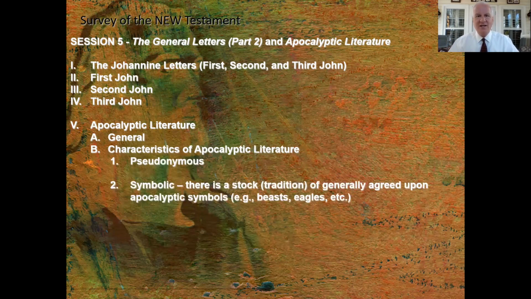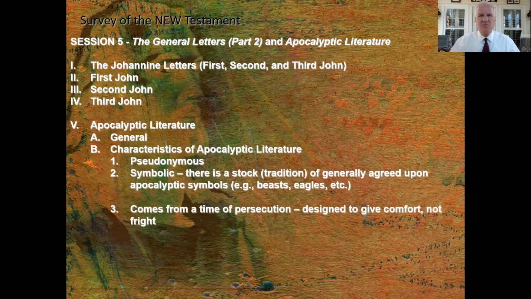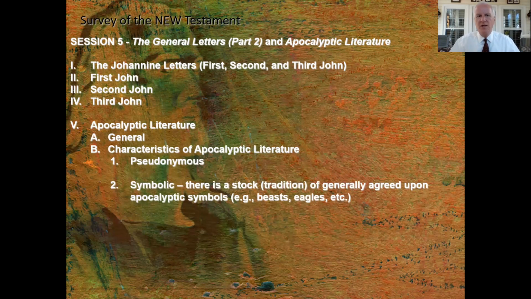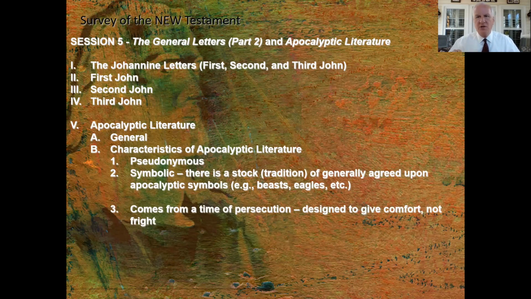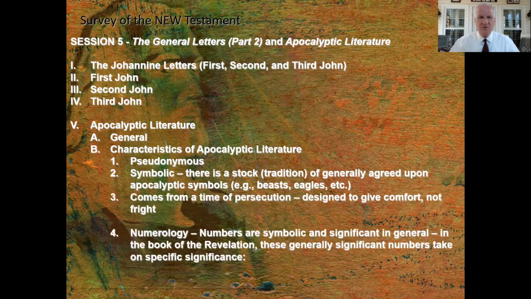They were highly symbolic, and there's a whole stock or tradition of generally agreed upon apocalyptic symbols, such as beasts and eagles and so forth. Apocalyptic literature, whether we're talking about the literature in the 1st and 2nd centuries BC or the 1st century AD, all comes from a time of persecution. And so they're designed not to scare people, but to give comfort to people who are faithful in times of persecution. And then, as you probably realize, there's a lot of numerology in apocalyptic literature.